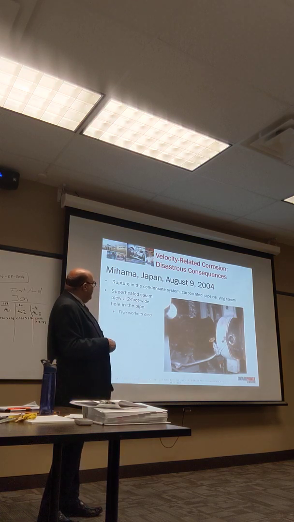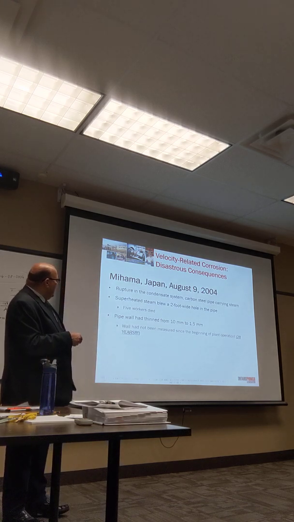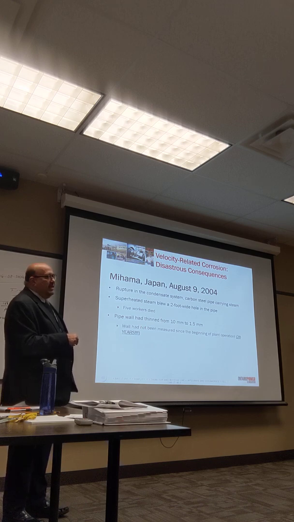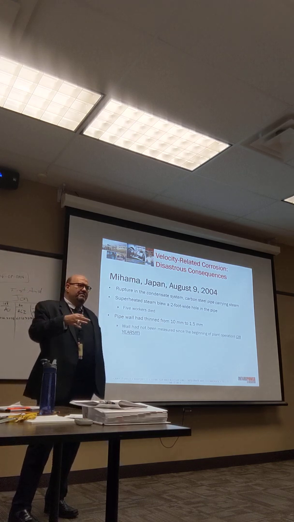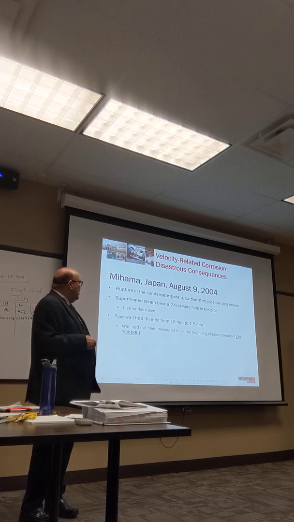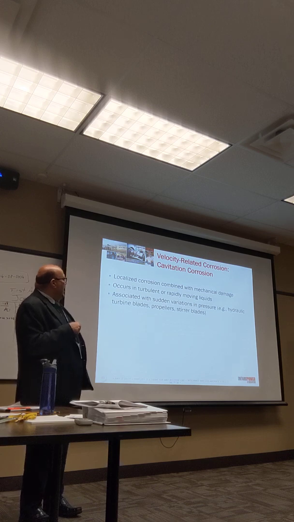But these are the effects: pipe wall from 10 to 1.5 millimeters, something like this. That's a lot, like 80 or 90%. The wall had not been measured in 28 years. They kept deferring the PM. That's not good. Deferrals, and of course localized corrosion combined with mechanical damage.